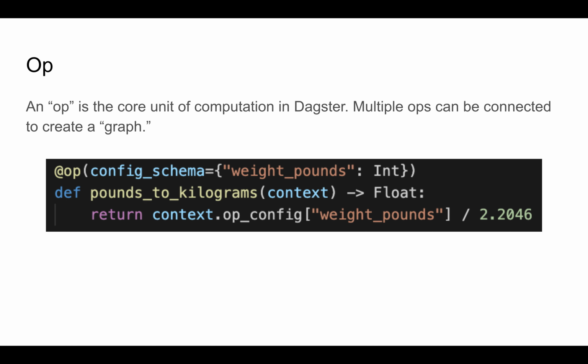The pipeline we're building out is kind of a convoluted BMI calculator, and the first op in our graph is going to just convert pounds to kilograms. You can see that there's this basic function that takes in weight in pounds and converts it into kilograms. So it takes in an int and returns a float. And this is what we were talking about before with the metadata that Dagster attaches to the components of a graph.